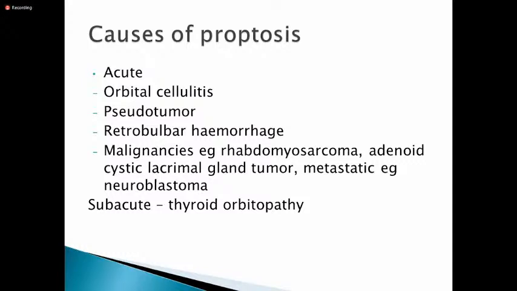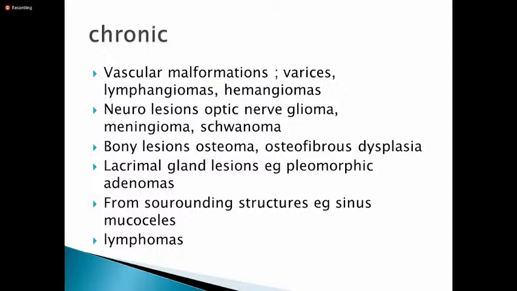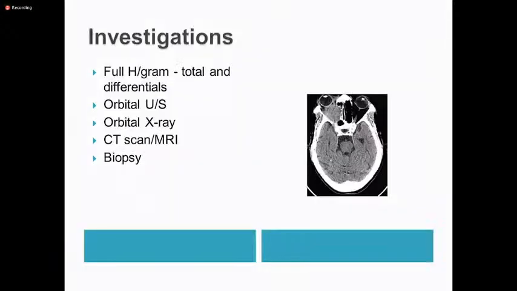Subacute causes include conditions like thyroid orbitopathy and lymphomas. Then chronic, here we are talking about benign lesions. Benign lesions could be vascular malformations. Malformations are not tumors. These are just abnormal collections of blood vessels or abnormal function of blood vessels, like varices, which are dilated veins. Lymphangiomas are lymphatic malformations, and hemangiomas, we'll mention a few of them. We are talking about benign neural lesions like optic nerve glioma, meningioma, or schwannomas. We can talk about benign bony lesions like osteomas and osteofibrous dysplasia, and lacrimal gland tumors, benign adenomas. Then, of course, lesions from surrounding structures. In this case, benign lesions will be mucosal lesions from the surrounding sinuses. Lymphomas, again, can be acute, subacute, or chronic, so they belong everywhere.